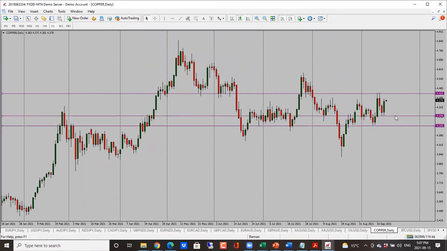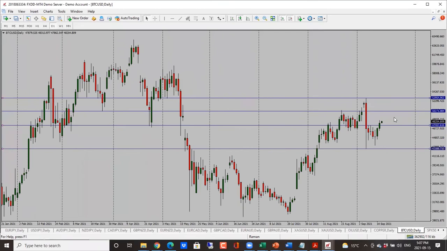Copper as well. We saw price come into support and it has turned around back into the range once again. So now we're looking for price to go and test the top of the range into 4.43 or 4.42, and then it could turn neutral here. So neutral to bullish bias for copper.